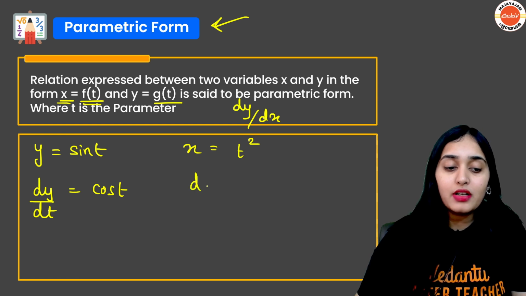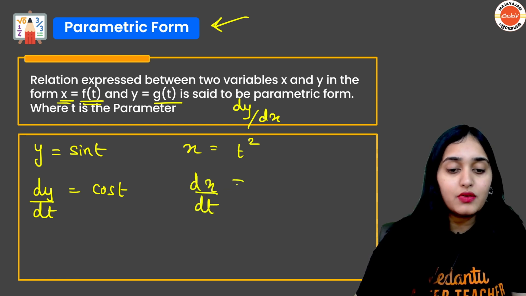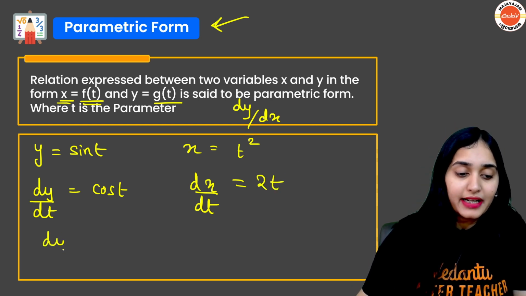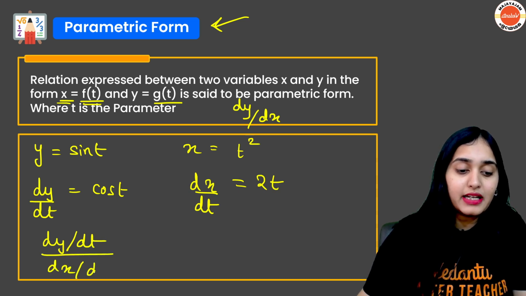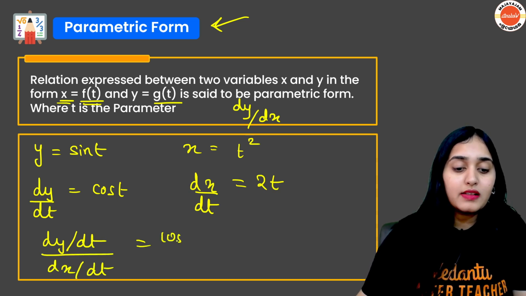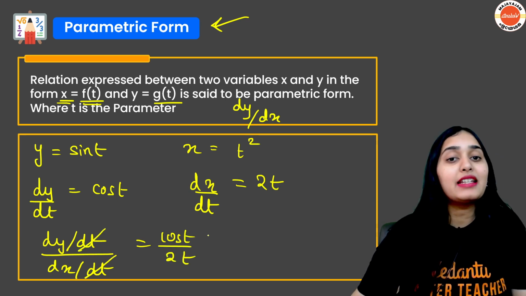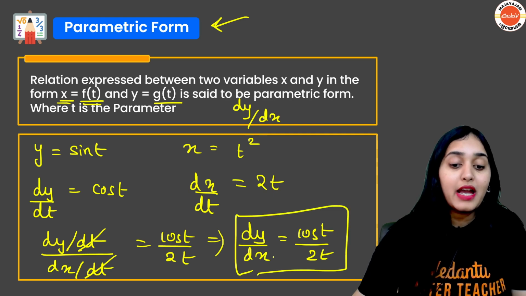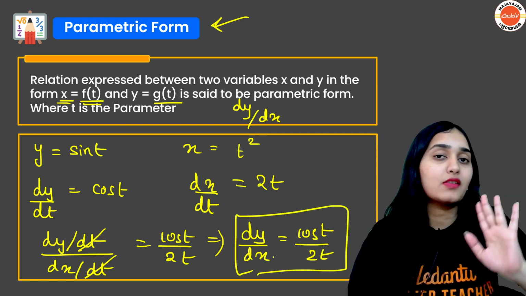Similarly, you find out dx by dt. Differentiate it with respect to t. You get 2t. Now what do you do? You divide dy by dt divided by dx by dt, is equal to cos t divided by 2t. Now dt will get cancelled and you will get dy by dx is equal to cos t upon 2t. That is your answer. I will show you one very interesting question on this concept.